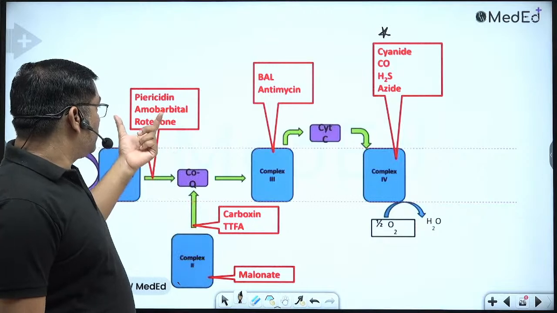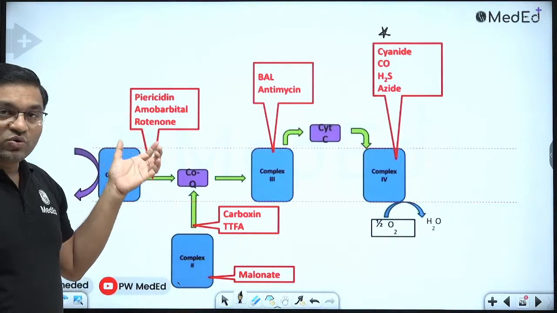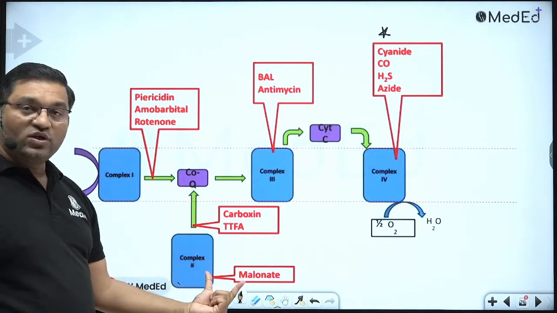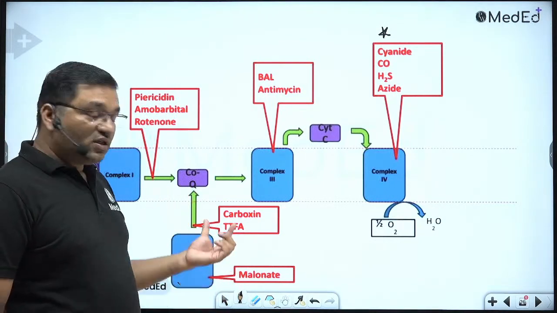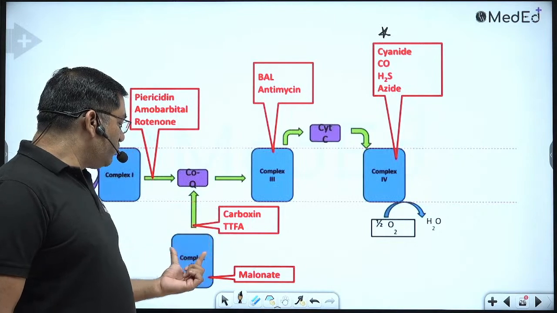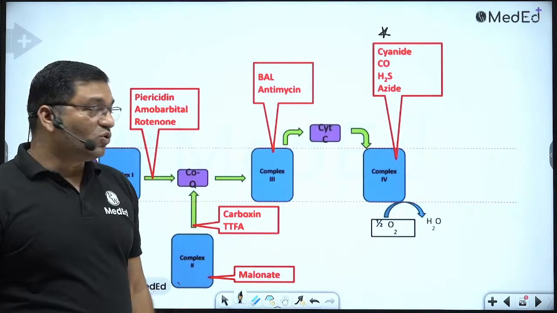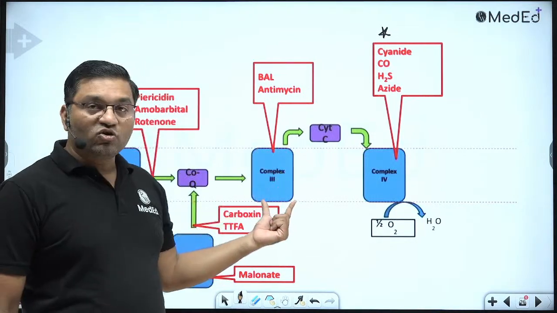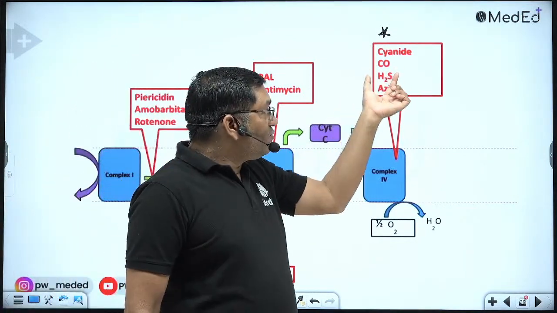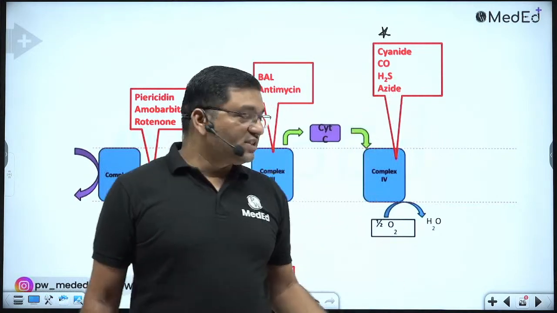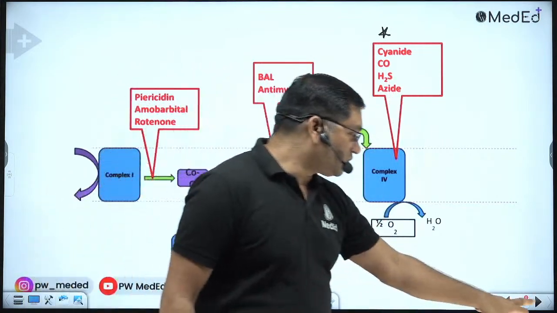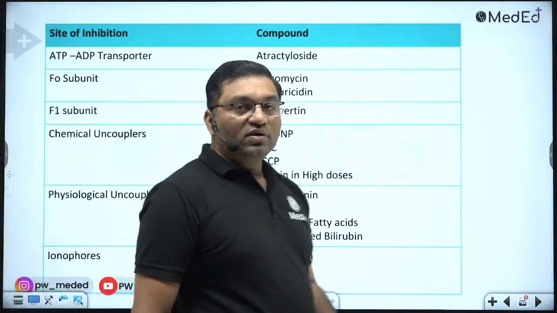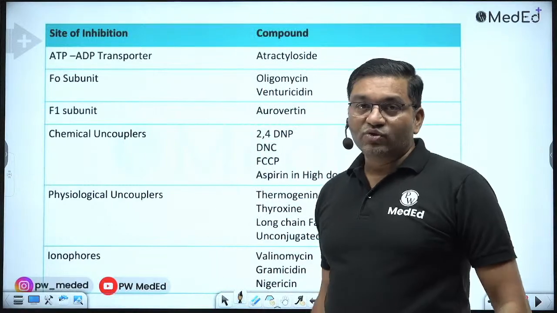So piericidin, amobarbital, rotenone inhibit the movement of electrons from complex 1 to coenzyme Q. Malonate inhibits succinate dehydrogenase. TTFA and carboxin inhibit the movement of electrons from complex 2 to coenzyme Q. British anti-lewisite, antimycin and phenformin inhibit complex 3. Cyanide, carbon monoxide, hydrogen sulfide and azide inhibit complex 4 of the electron transport chain. So this is a chart, and this is an important table to remember.